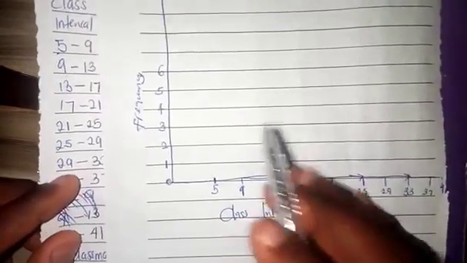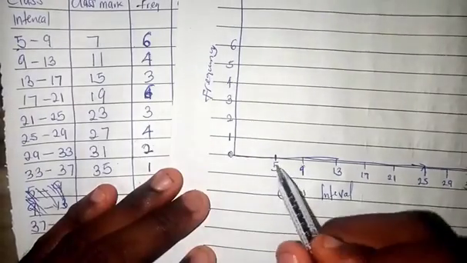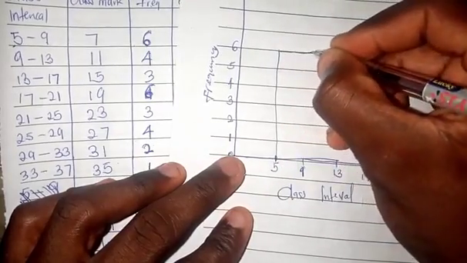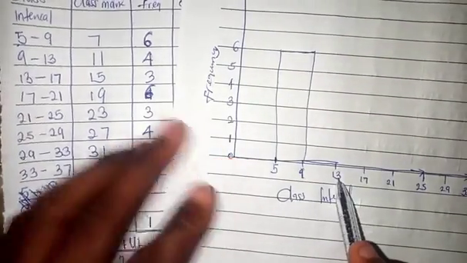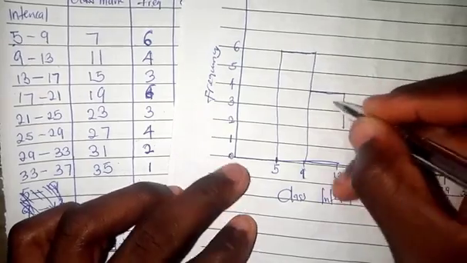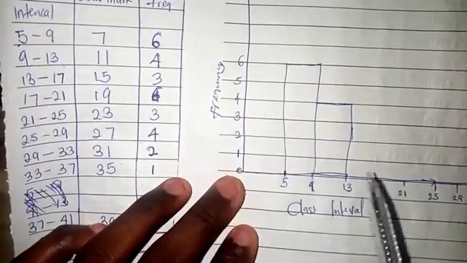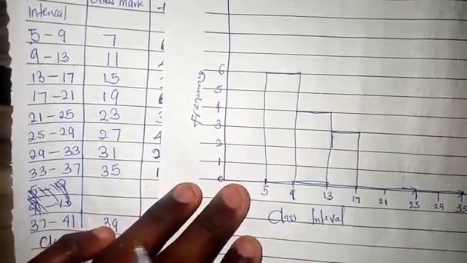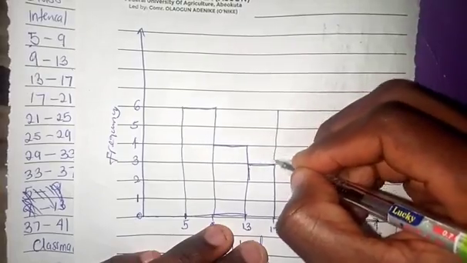So now, what is the frequency of 5 to 9? That is 6. Abi? Then you draw the line, you draw your bar. The next one is what? 9 to 13. What is the frequency? 4. The next one is what? 13 to 17. What is the frequency? 3. You come here, you draw. The next one is what? 17 to 21. What is the frequency? 6. You go up again.